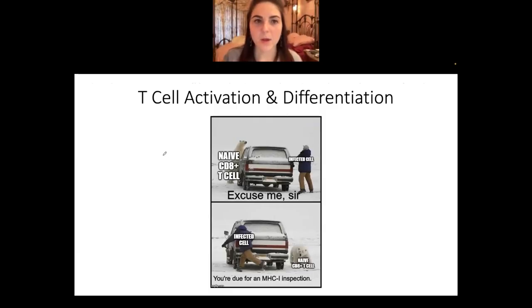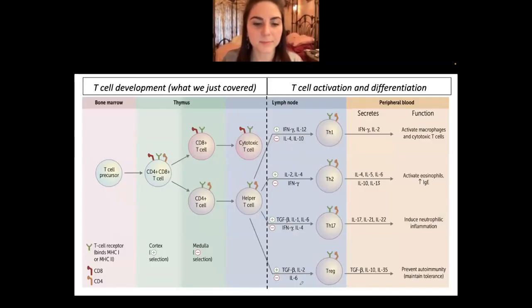Okay. So next we're going to dive into peripheral tolerance and T cell activation and differentiation. And this is what I meant when we're talking about how T cells can only see antigen in the context of MHC. Nice little meme there. Okay, so we talked about T cell development right here. This is up to, in First Aid, what we just covered.